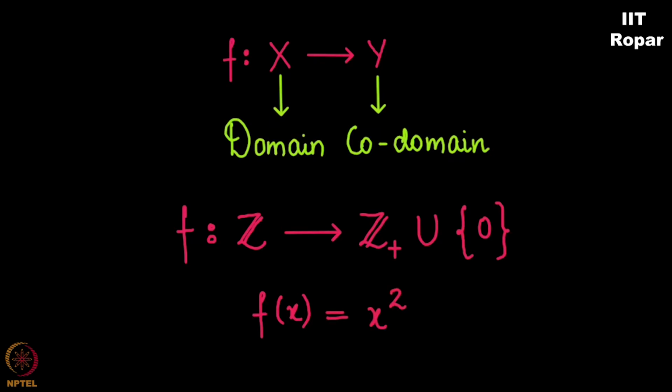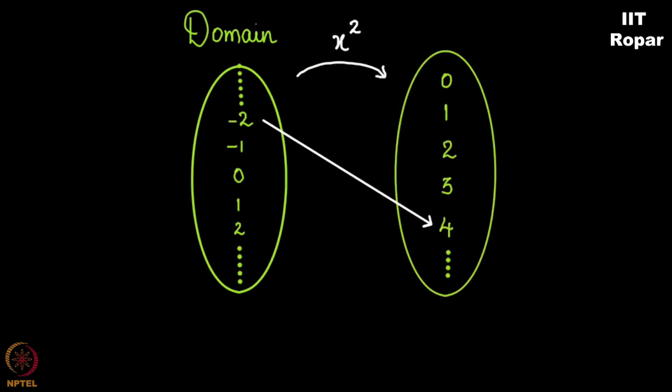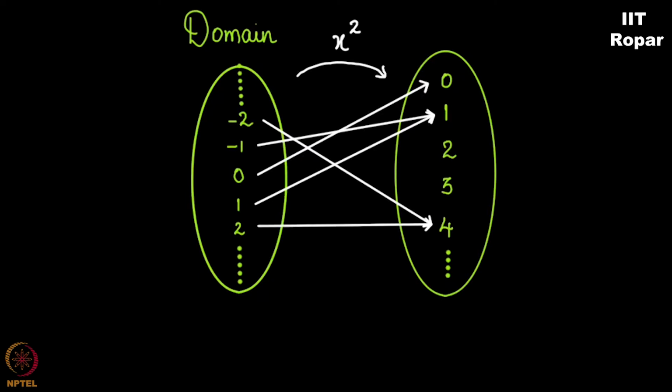So my domain here is going to be the whole of Z, which includes positive and negative integers. Let me write that down: 0, -1, -2, and so on, 0, +1, +2, and so on. Alright, and then I am defining a function f which takes all these elements to its square, and -2 goes to 4, -1 goes to 1, 0 goes to 0, +1 goes to 1, +2 goes to 4, and so on. Correct? The function is f(x) = x^2.